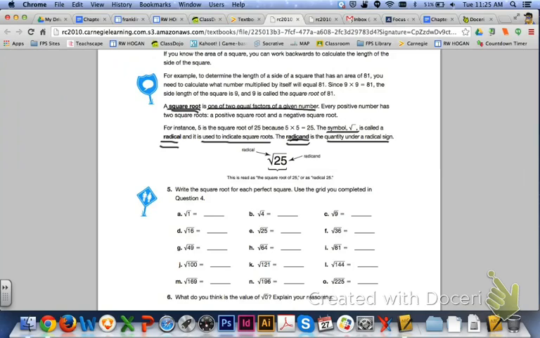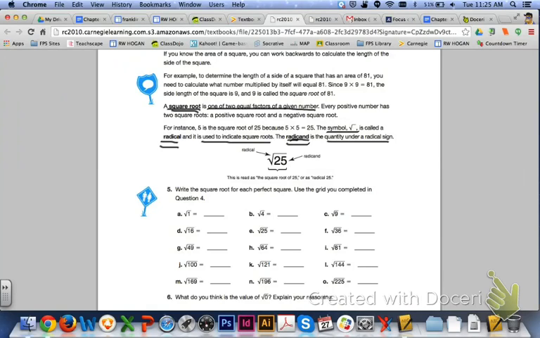If we take a look at the top of page 476, it says if you know the area of a square, you can work backwards to calculate the length of the side of the square. For example, to determine the length of a side of a square that has an area of 81, you need to calculate what number multiplied by itself will equal 81. Since 9 times 9 is equal to 81, the side length of the square is 9, and 9 is called the square root of 81.